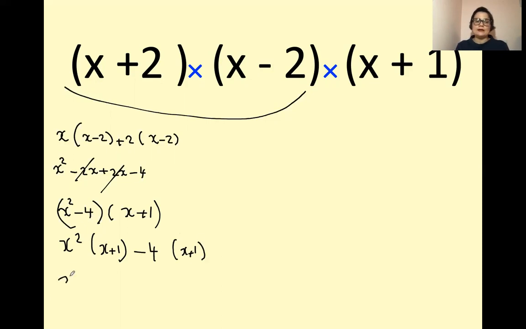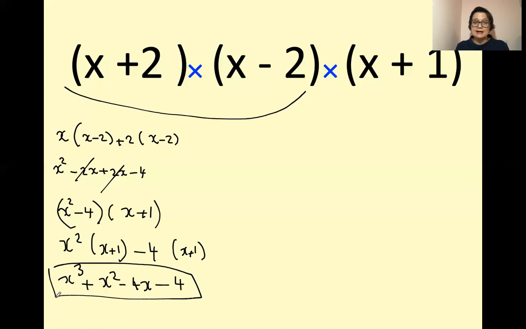And then we're going to have x to the power of 3, because x to the power of 2 times x becomes x to the power of 3, plus x to the power of 2, minus 4x. Now minus 4 times 1 becomes minus 4. Do we have any like terms? No, we don't have any like terms. I think this is the final answer of our triple brackets.